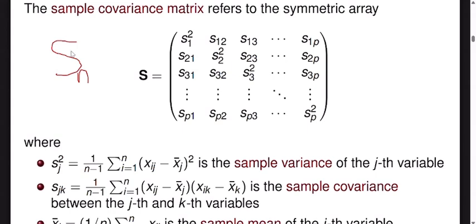We've done all of this before because in principal components analysis, we talk about explaining the covariations among variables. Then it is very crucial to look into the covariance structure. That's why we're doing all of this.